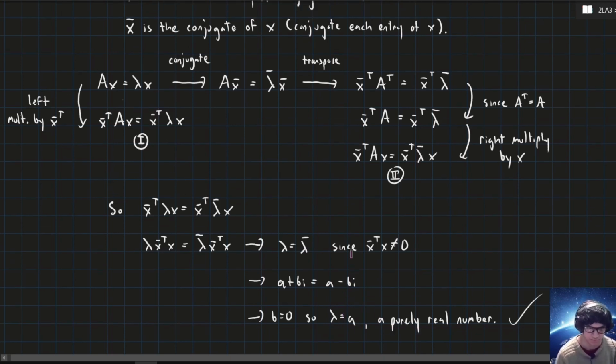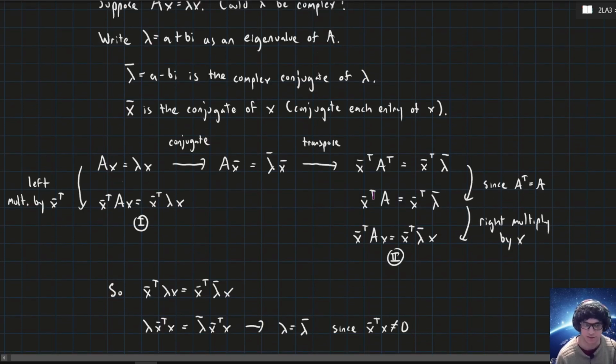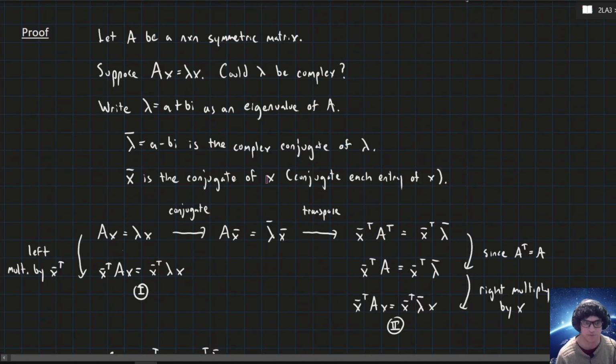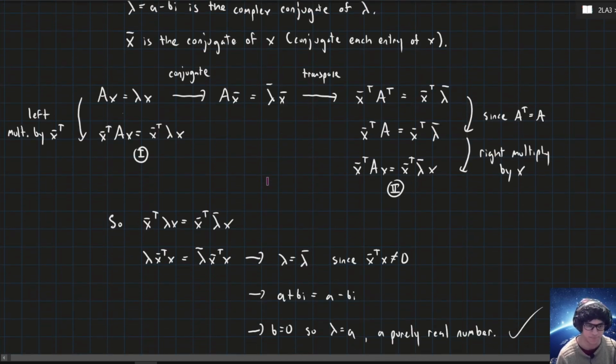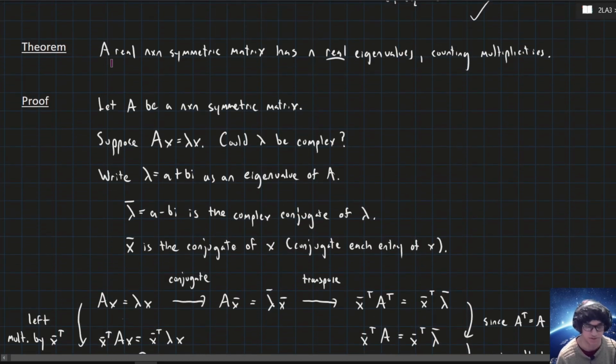I know a lot of the steps here are kind of unmotivated, but what you should get from this is that you should be convinced that this theorem is true. A symmetric matrix only has real eigenvalues.